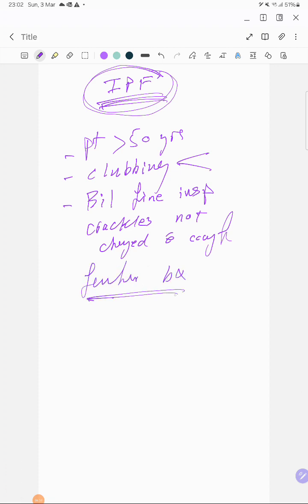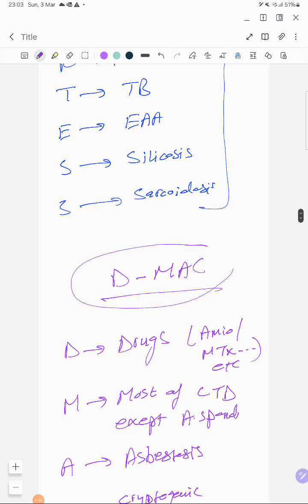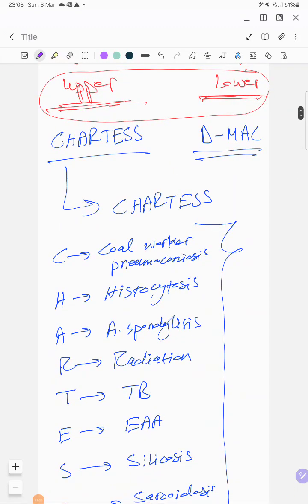And usually it doesn't need further biopsy. If the multidisciplinary team approach is satisfied with the condition and the clinical context, usually lung biopsy is not needed in this case. Otherwise, secondary causes like autoimmune conditions or medications usually require lung biopsy to know the reason behind lung fibrosis. So, to sum up, DMAC for the lower lobe fibrosis and CHARTIS for the upper lobe fibrosis.